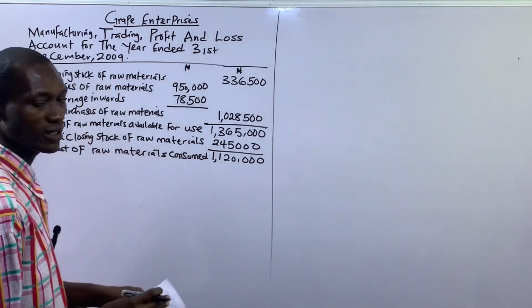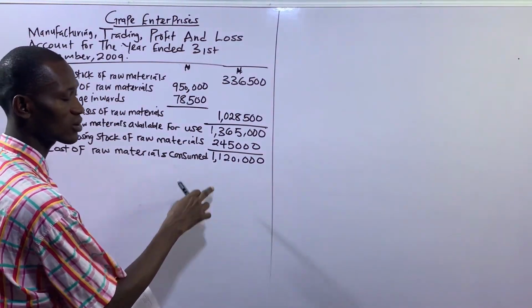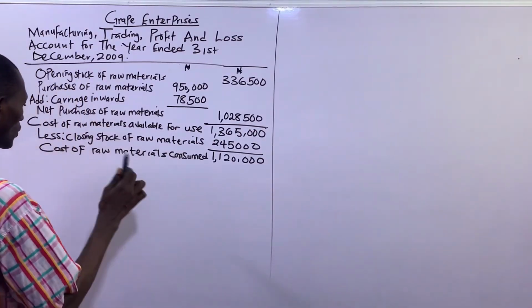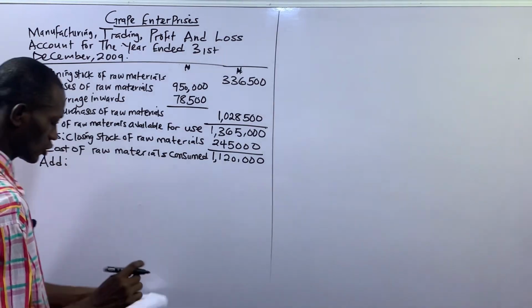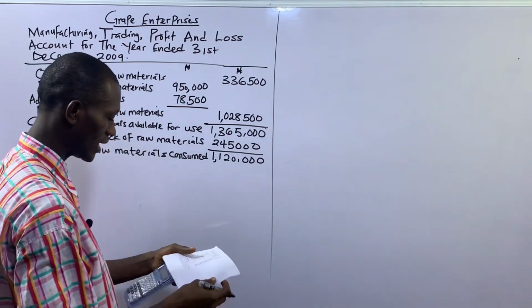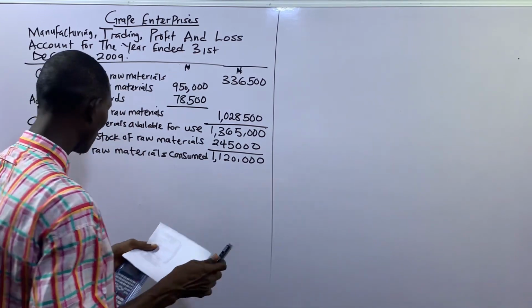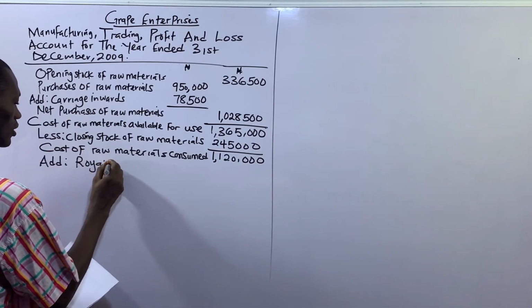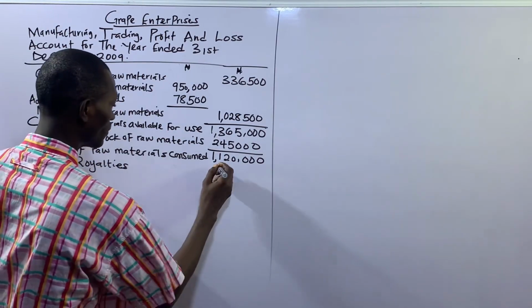Then we add any direct costs. So this cost of raw materials consumed, to be able to get our prime cost, we add direct costs. So let's see the direct costs in the question. So we have royalty. Royalty is one of the direct costs. So royalties is given as 450,000.